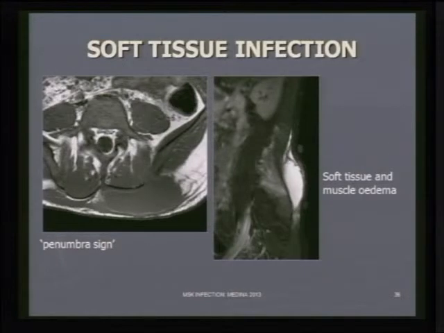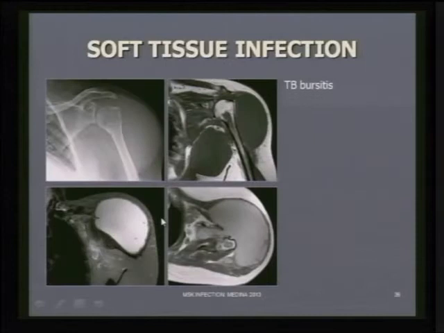Again, with soft tissue masses, it's worth looking for the penumbra sign. We see it in this case here. Any soft tissue abscess, as we have said with a bone abscess, we would expect to see associated surrounding edema, both in the subcutaneous fat and in the adjacent muscles. And again, we can see this deep extension here into the multifidus muscle and erector spinae. And this was a soft tissue abscess due to TB in a young man.